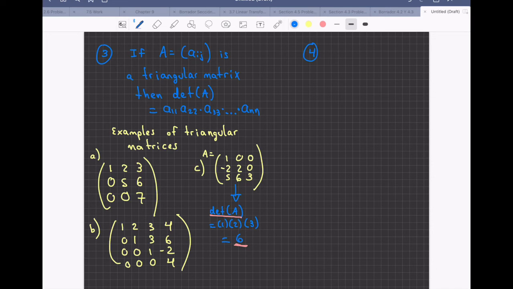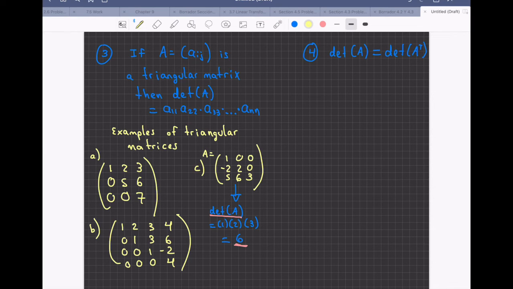Number 4, the determinant of A is the same as the determinant of the transpose. So remember that the transpose is when we create the matrix from A by putting the rows as columns. So the determinant for that is exactly the same for A and for its transpose.